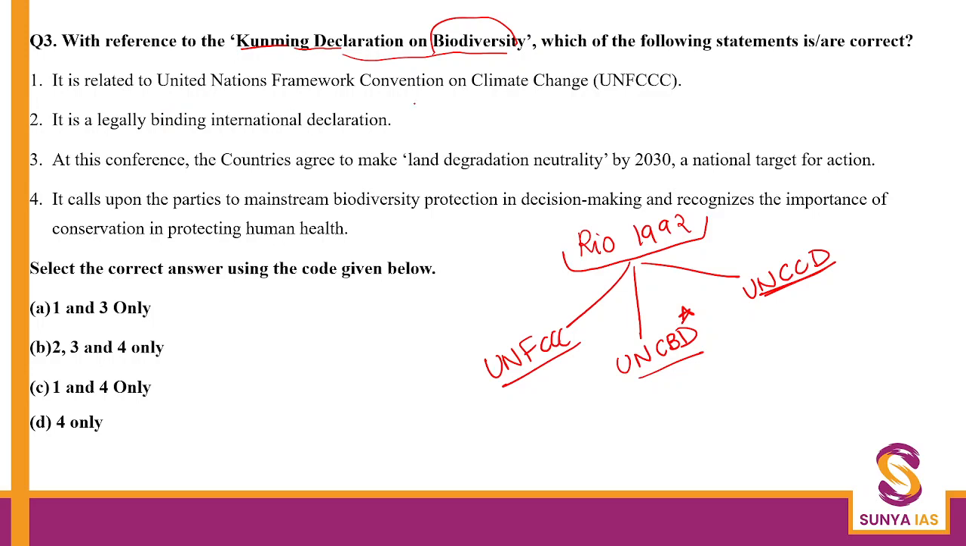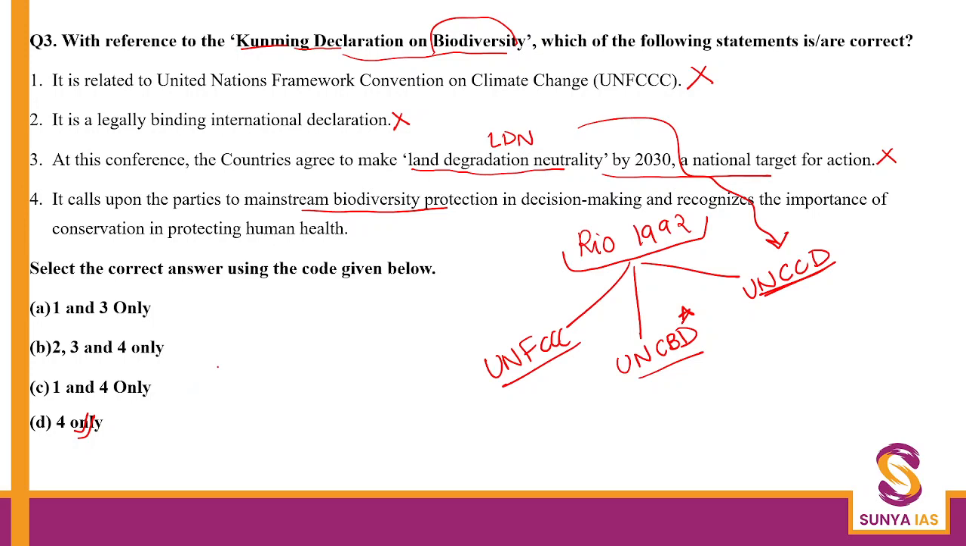So statement 1 is wrong. This is not related to UNFCCC. Second, they're saying legally binding. Third, of course, this is also not legally binding. Then, at this conference the countries make land degradation neutrality a national target. See, the concept of LDN or land degradation neutrality is mentioned in UNCCD. So of course this is also wrong. This would not be your answer. So only one statement is left that is correct. It talks about biodiversity protection and the importance of conservation, right? So statement 4 is correct.